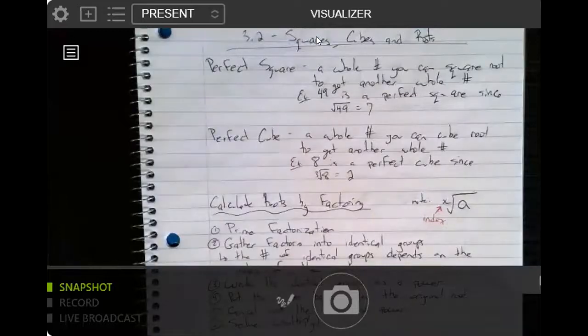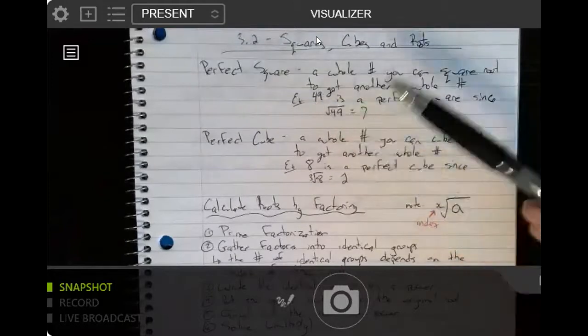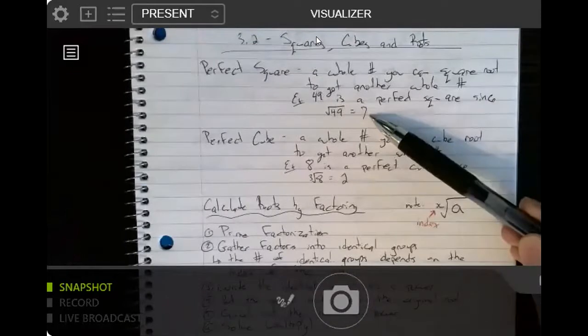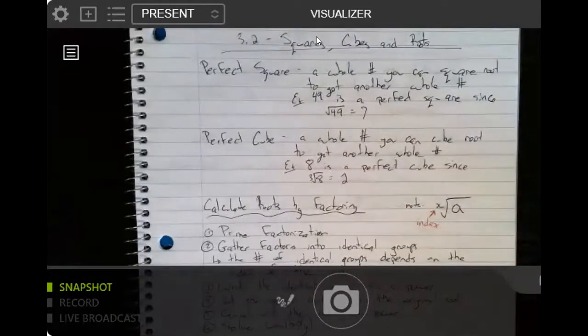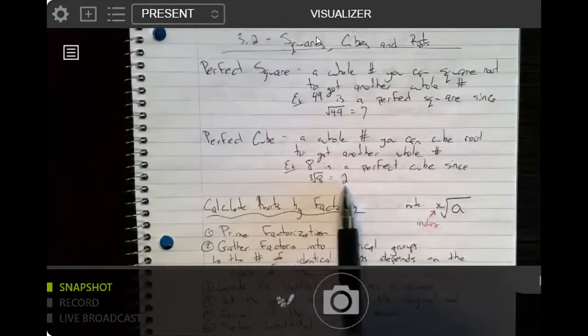So first, some definitions. A perfect square, as I'm sure you guys are aware, is a whole number that you can square root to get another whole number. So for example, 49 is a perfect square since I can square root 49 and get a whole number, in this case 7. A perfect cube works the same way. It's a whole number that I can cube root and get another whole number. So 8 is a perfect cube because I can take the cubed root of 8 and get a whole number, in this case 2.